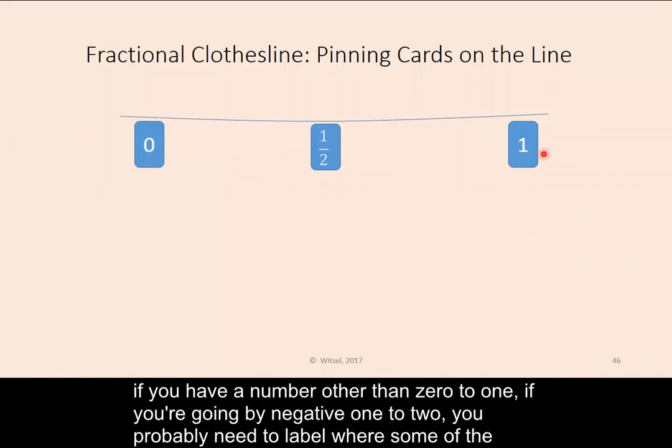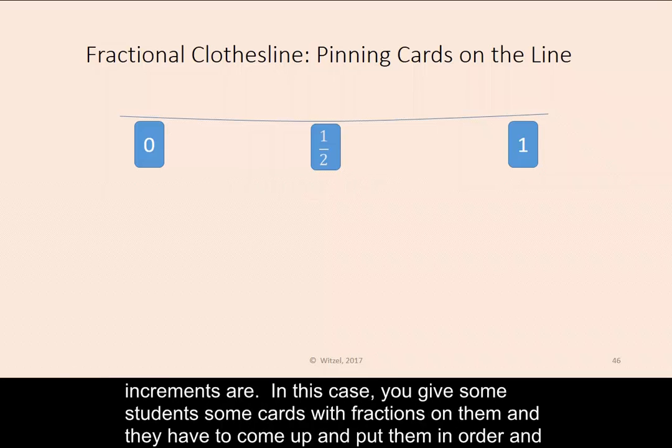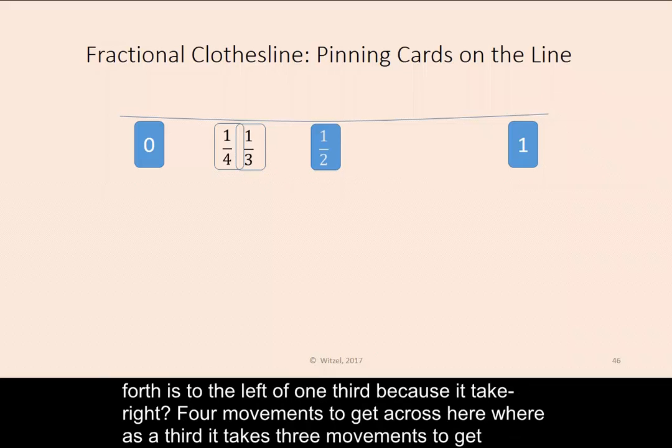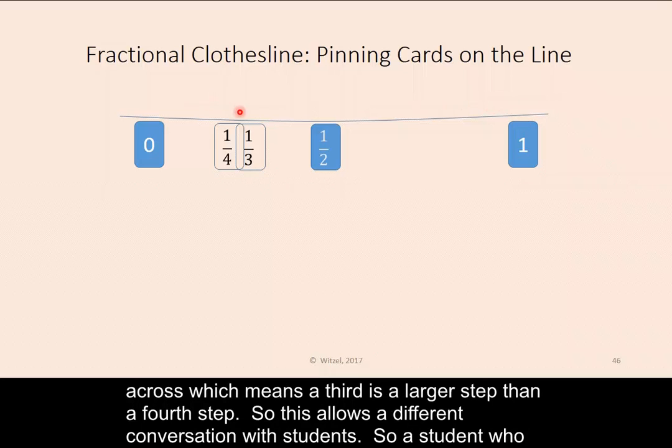But in this case, you give some students some cards with fractions on them, and they have to come up and put them in order. And listen to the negotiation. If you got to start out with the fraction strips, the small slips of paper, hopefully they'll be able to understand that 1/4 is to the left of 1/3. Because it takes 4 movements to get across here. Where thirds, it takes 3 movements to get across, which means a third is a larger step than a 4th step. So this allows a different conversation with students.